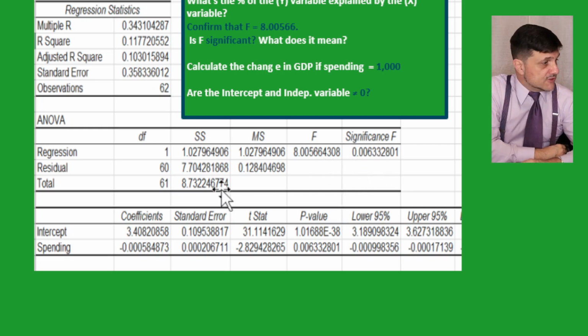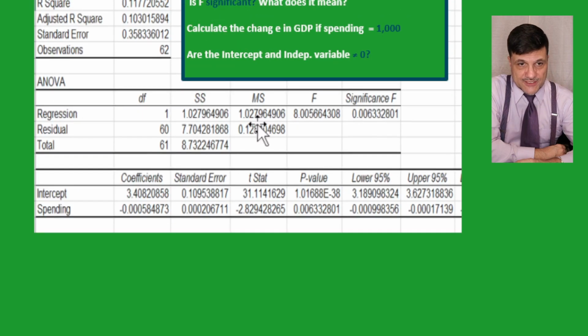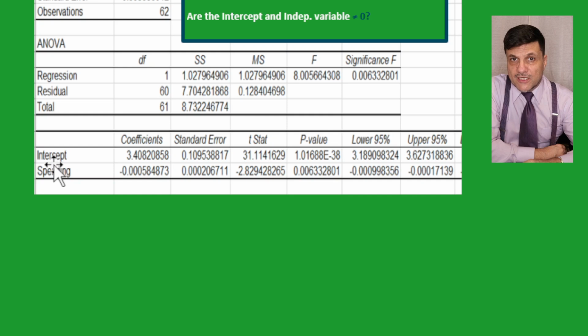Good? Well, let's go to the third portion of the table, and then answer those questions in the rectangles here. The third part is the components of your regression, which is the intercept and the independent variable. Okay? Now, I need to test the hypothesis that the intercept is not zero. I want to reject that it's zero. And the spending, I want to reject that it's zero.